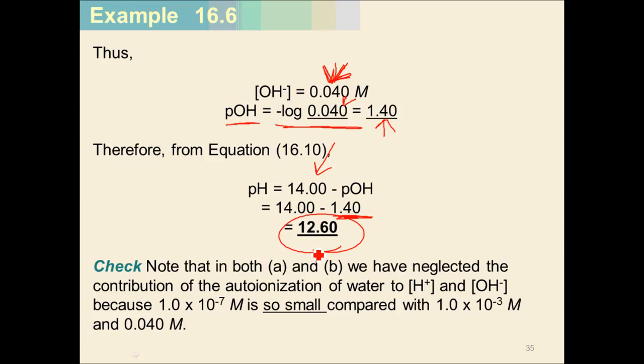Note that in both A and B, you have neglected the contribution of the autoionization of water, the hydronium and hydroxide ion concentration, because let's remember, that number is 1 times 10 to the minus 7th, which is so infinitesimal compared with 1 times 10 to the minus third molar and 0.04 molar.